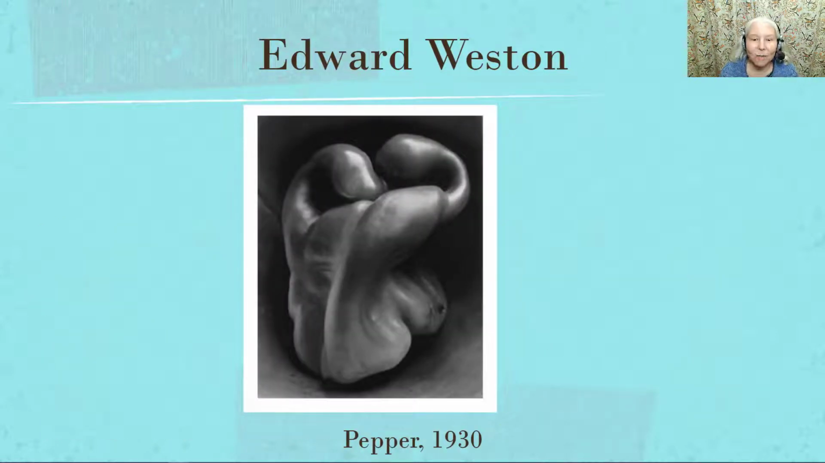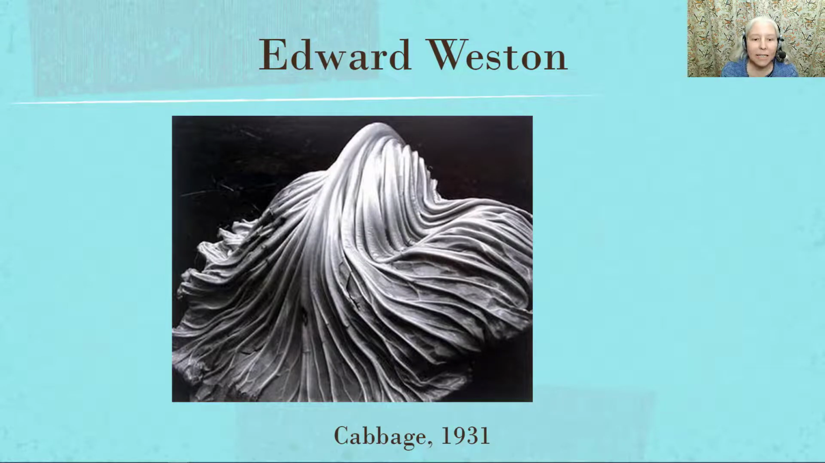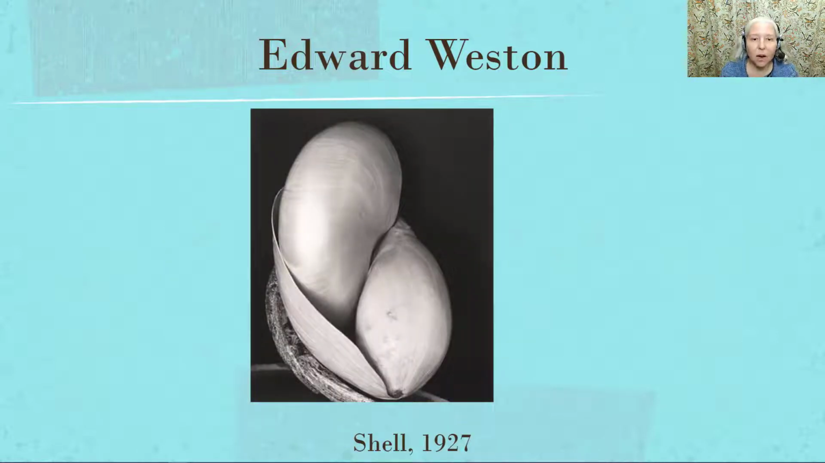This is one of his most famous photographs, the pepper. It almost looks like a human form. It has a lovely lighting and nice contrast. This is a photograph of cabbage. Again, amazing lighting and lots of interesting details. Here are seashells tucked into each other. Beautiful, soft, luminous lighting. Nice contrasty background.